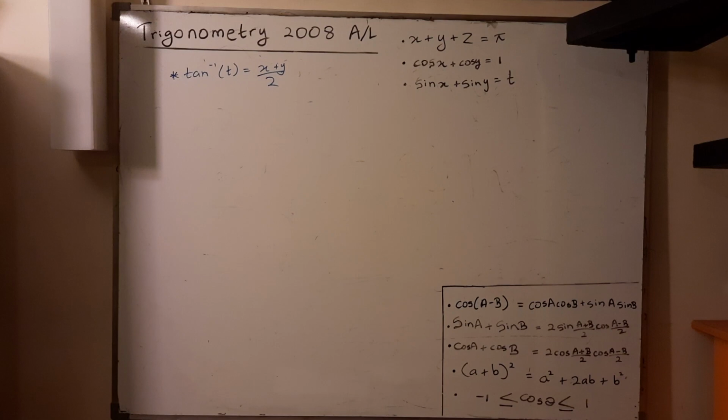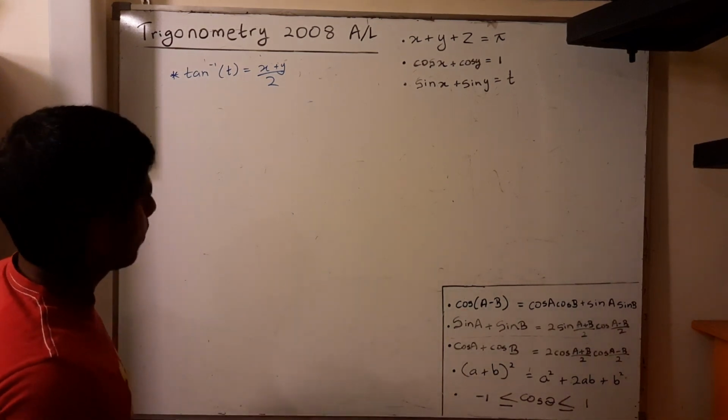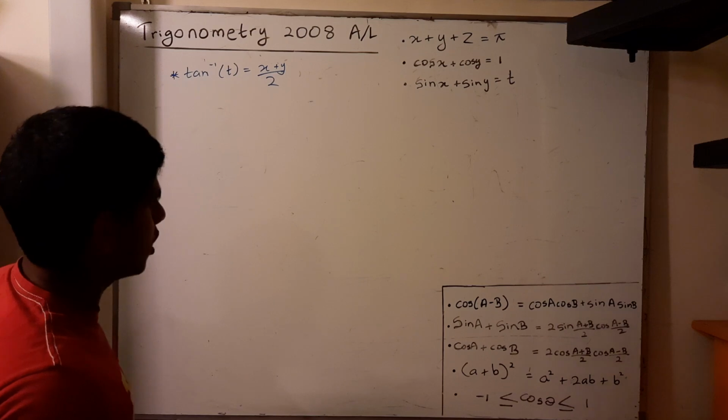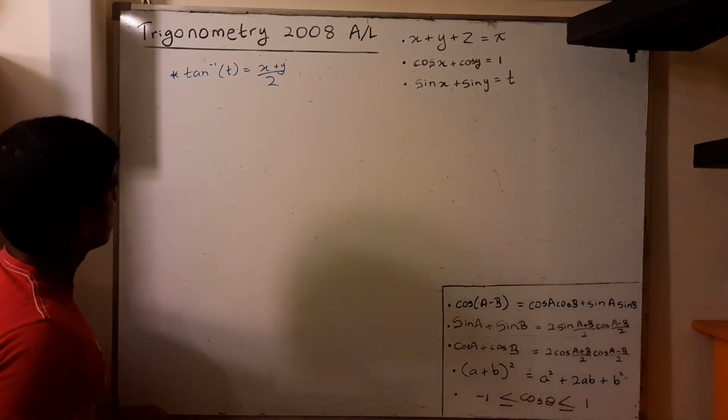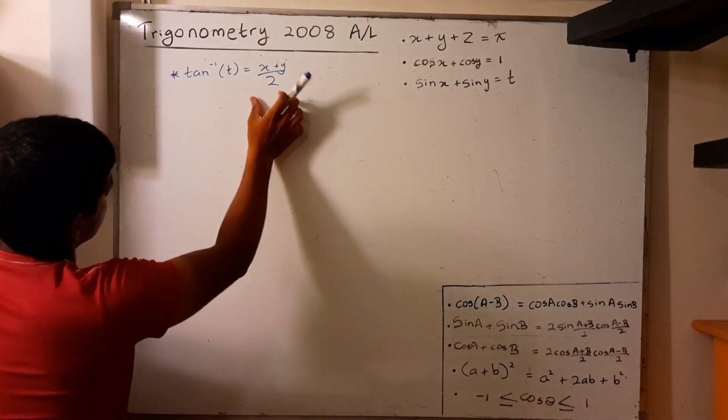Alright guys, so without wasting any more time, let's get straight into the question. So first I'm going to be showing what we have to show in Roman number 1, and then I'll be doing the second part of the question, and finally I'll move on to the last part of the question. So first they've asked us to show that tan⁻¹ t = (x + y)/2.